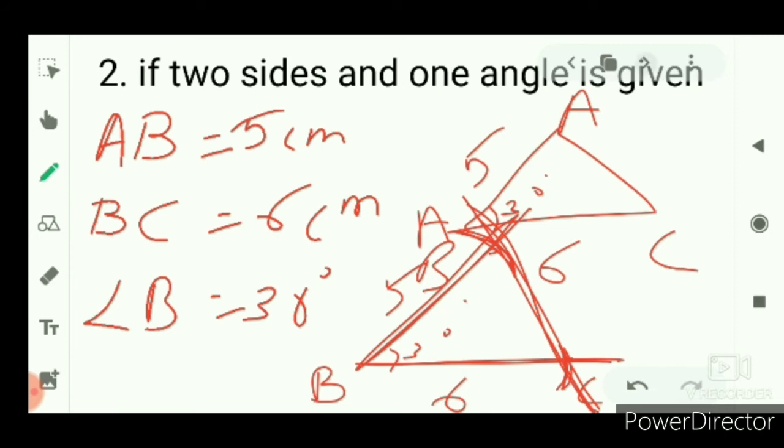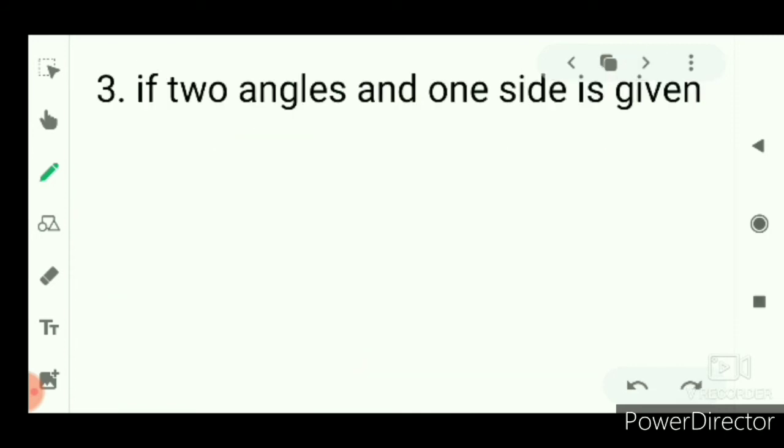After that we have seen how to draw the triangle if 2 angles are given and one side is given.